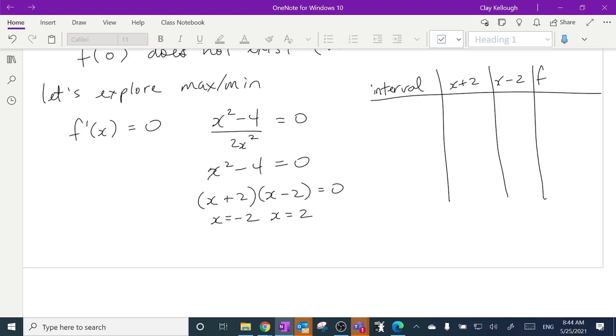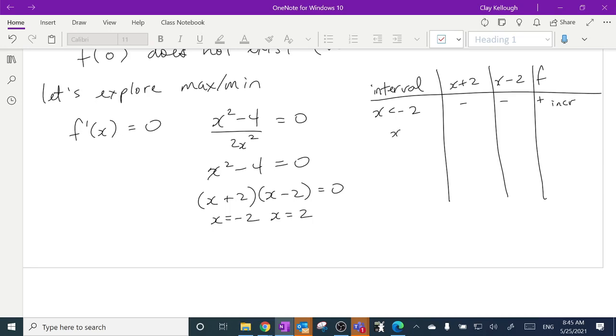So how about we'll start with the interval from x is less than negative 2. At negative 2, so smaller than negative 2, I'll try negative 3: negative, negative, positive, increasing.